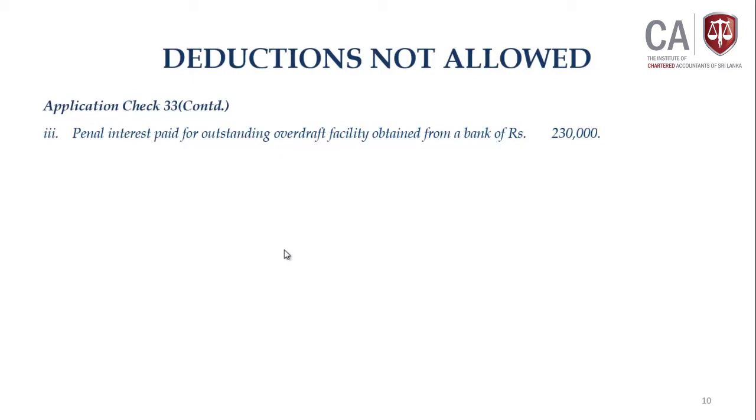The penal interest paid for outstanding overdraft facility obtained from a bank 230,000. Is it disallowable? No. Because what is disallowable is what? Any interest, penalty or fine paid to the government or subdivision of the government for breach of written law. But here it is not a breach of law, and it is not paid to the government anyway, it is paid to the bank. So, basically business expenditure.